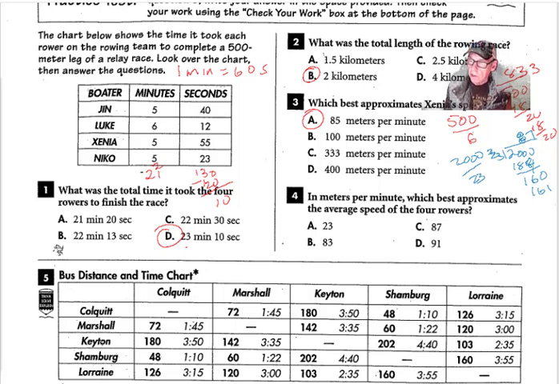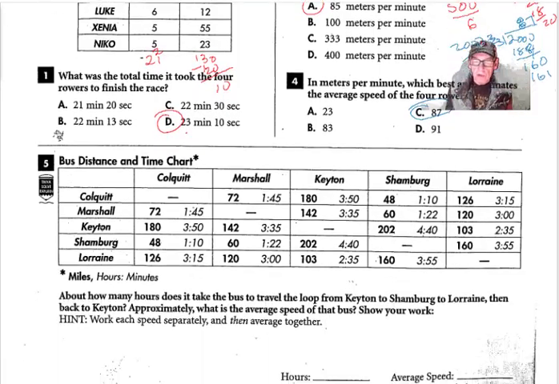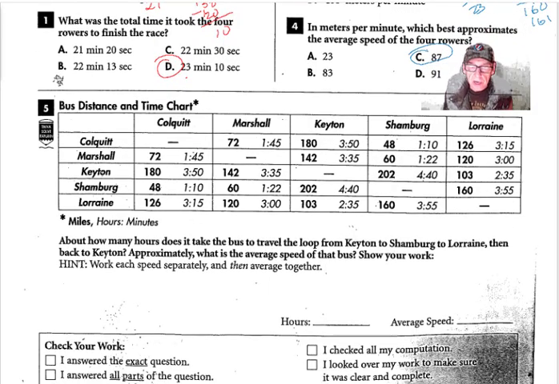In meters per minute, which best approximates the average speed? 87. Let's move down. Let's see where we're at here. Okay, bus distance and time chart. Let's see what's going on with this one now.